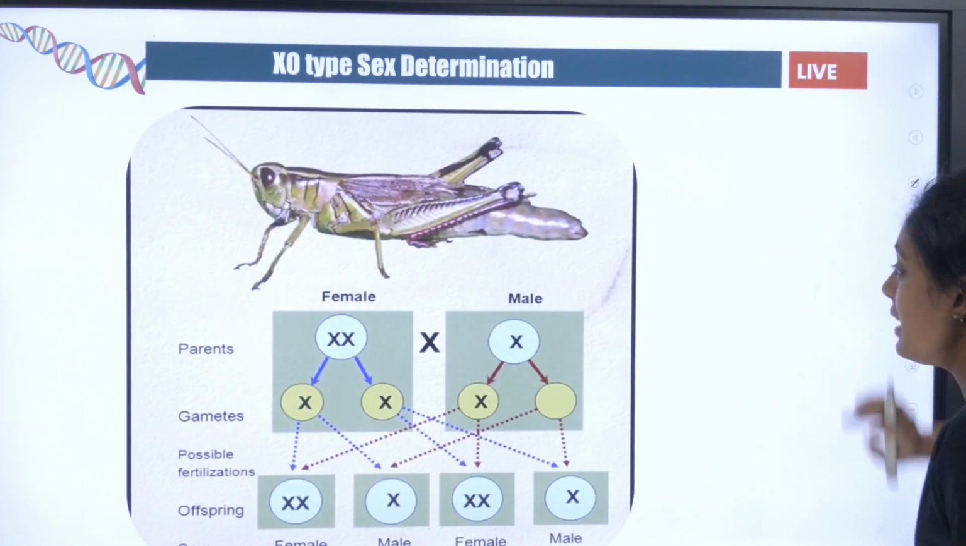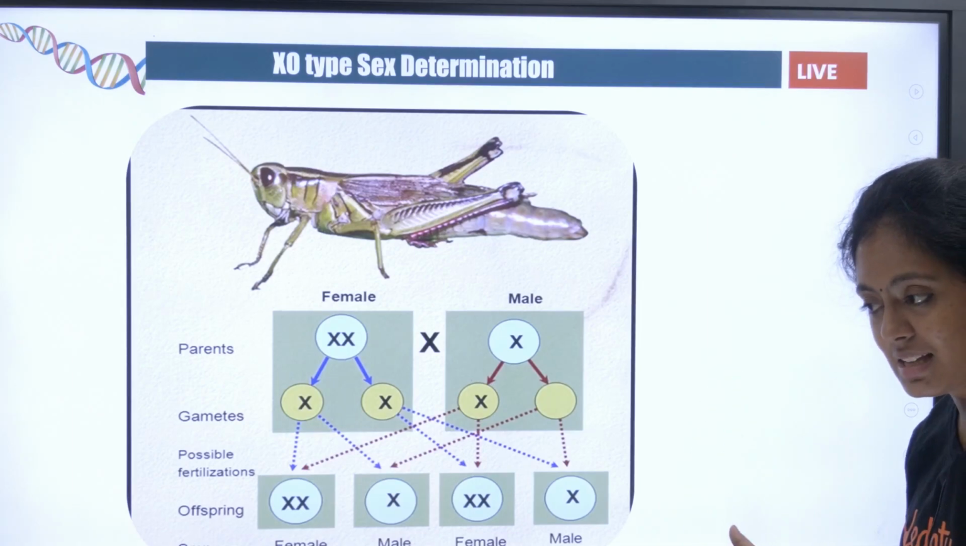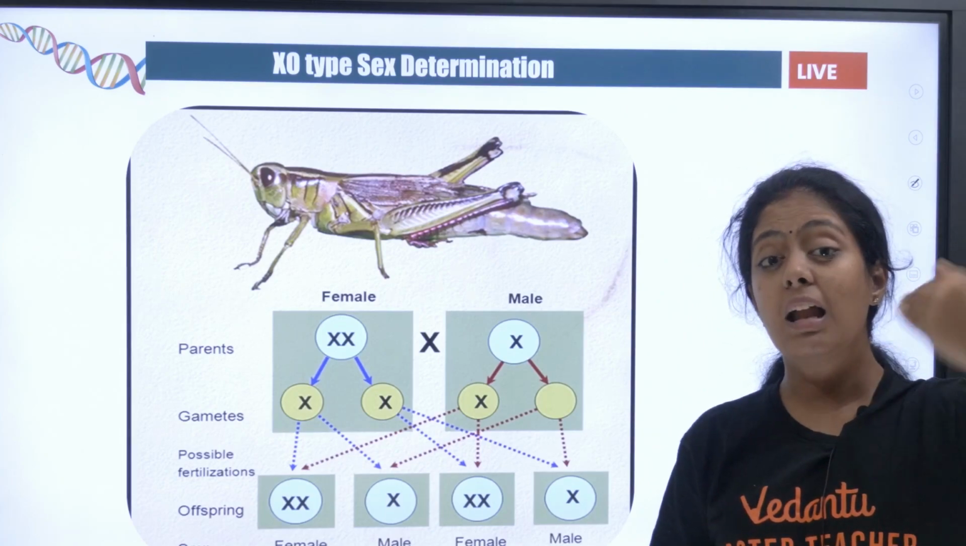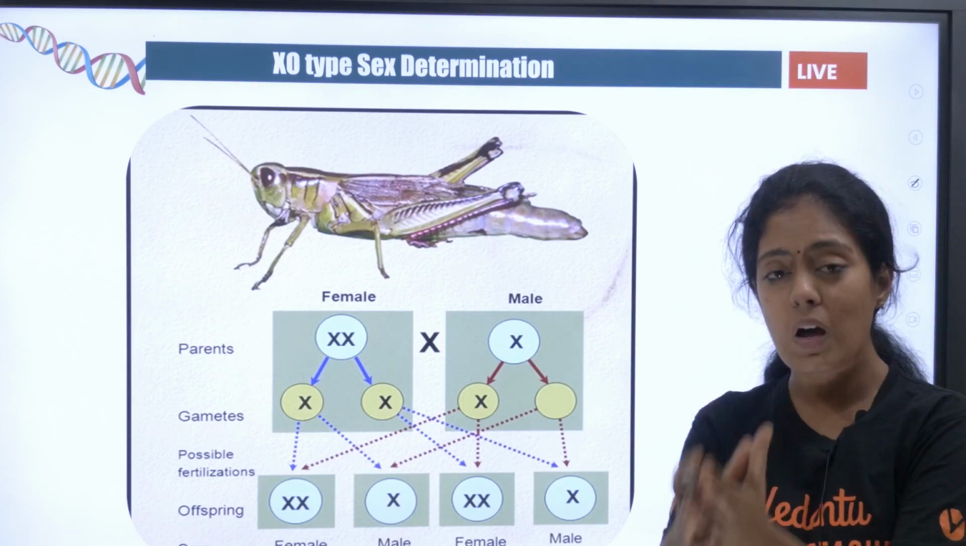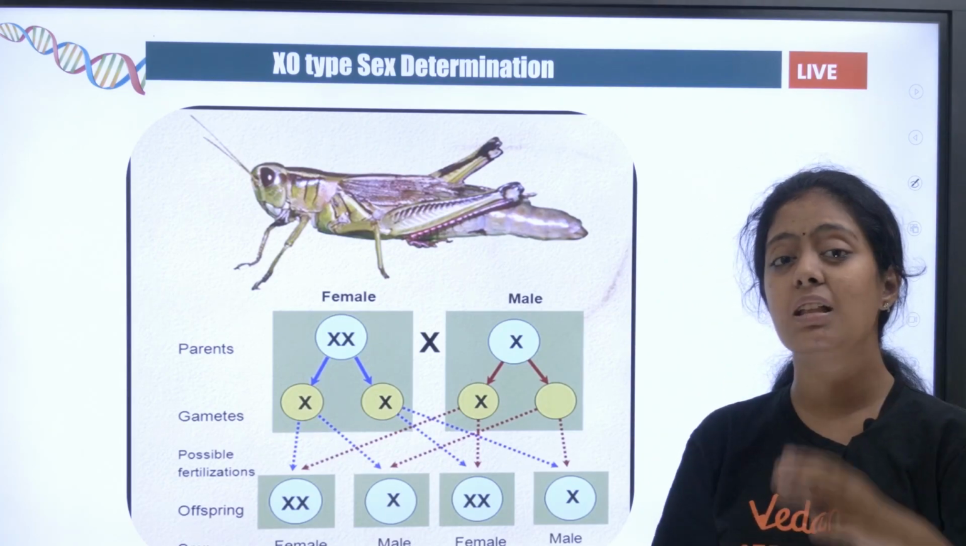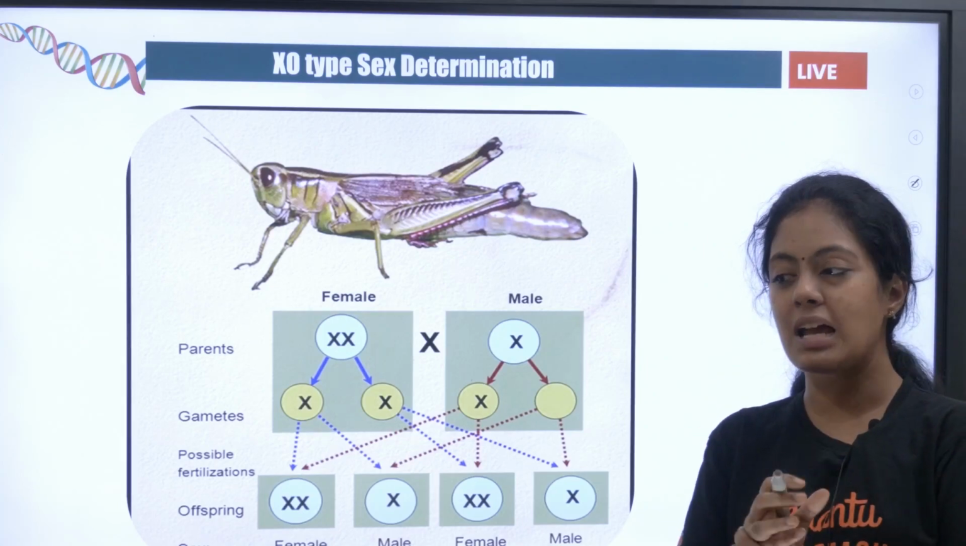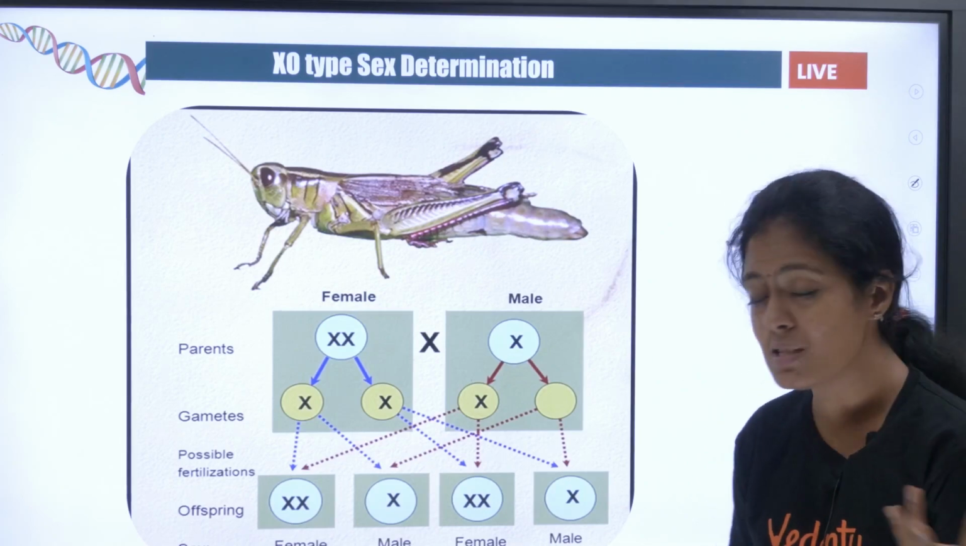Okay, these are the three important types. This is your XX, XO type. Okay, so there is 50% chance that the organism can be female, and there is another 50% chance that the organism can be male, seen in grasshopper.